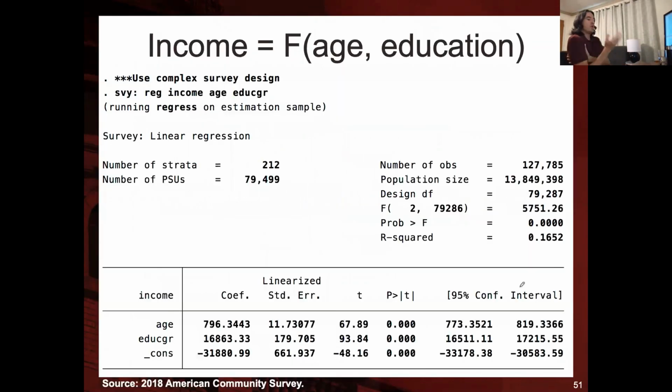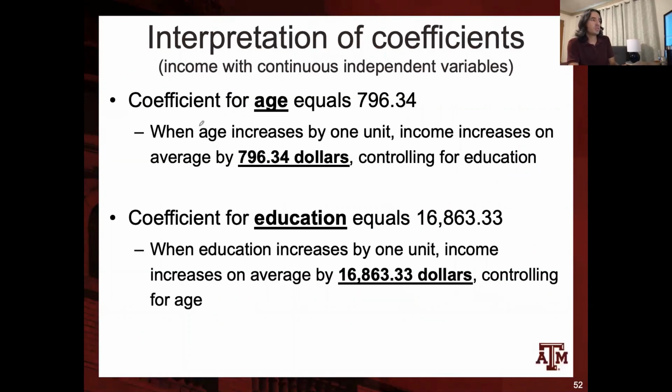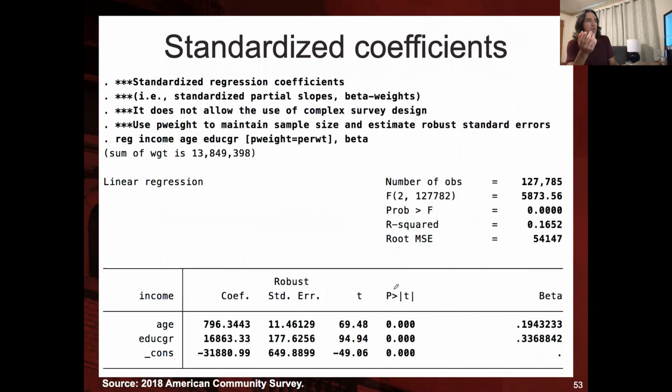And here we have the example that we had before. The 796 for the coefficient, 16,000 coefficient for age, and 16,000 coefficient for education. The coefficient for age means that when age increases by 1 unit, income increases on average by $796, controlling for education. And that coefficient for education means that when education increases by 1 unit, income increases on average by $16,000, controlling for age. The standardized coefficient is the same one that we estimated before.